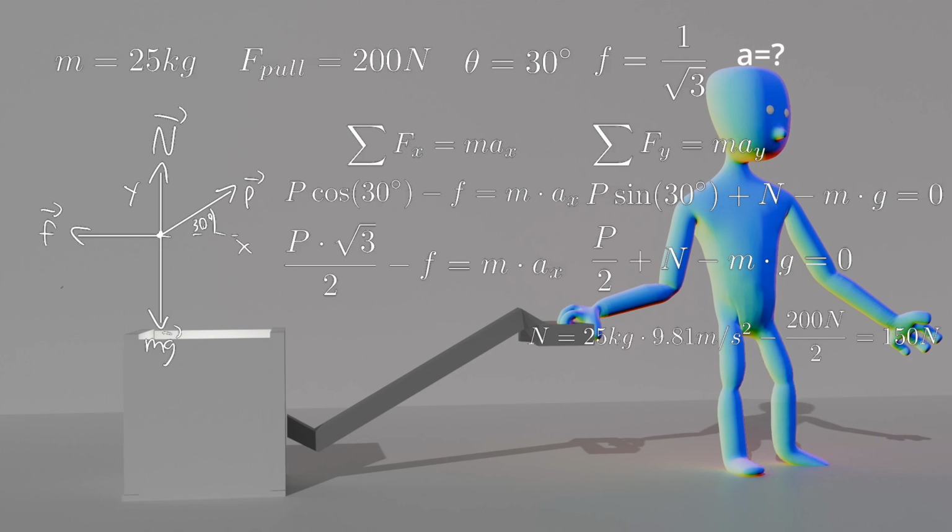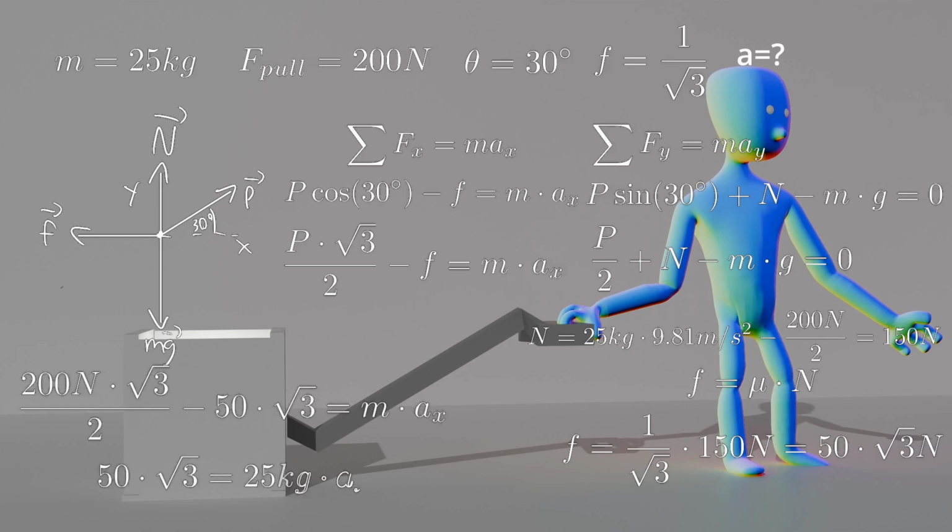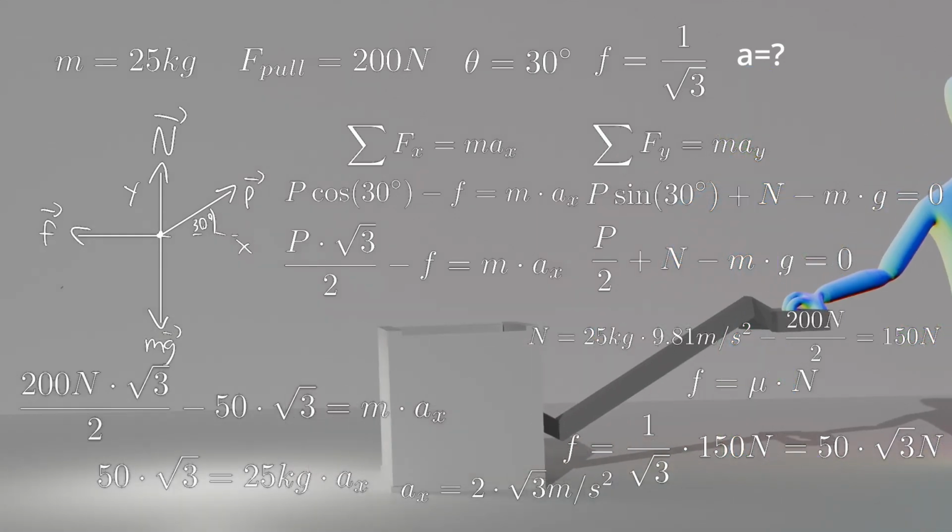Now we're gonna plug the normal force into the friction equation. The friction equation is basically just mu times the normal force. By plugging in the normal force, we get a friction force of 50 times the square root of 3 newtons. Alright, now we can finally substitute the friction force into the x equation. Cool, now we will divide by 25 and get our final acceleration.